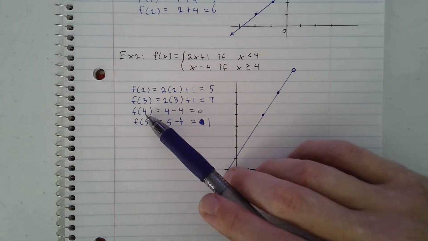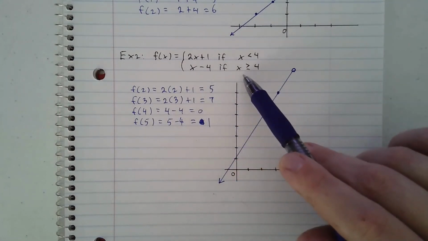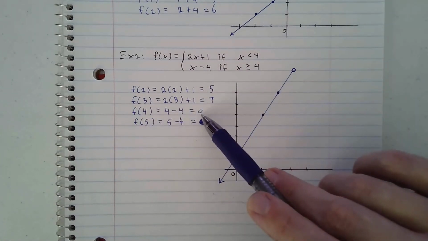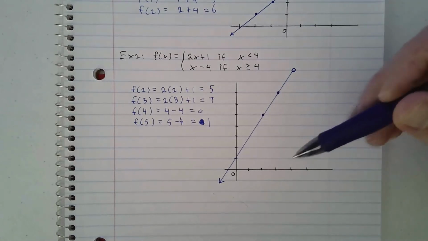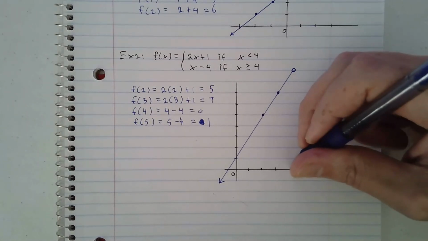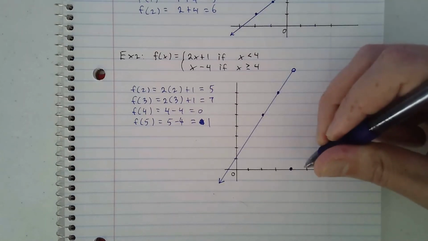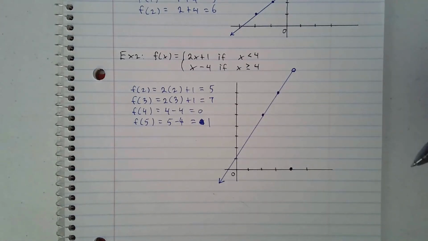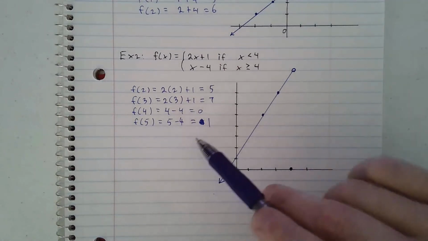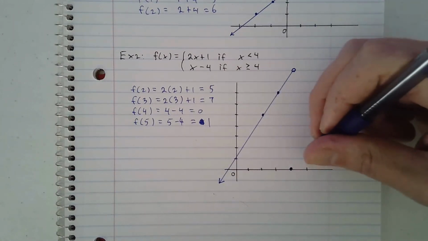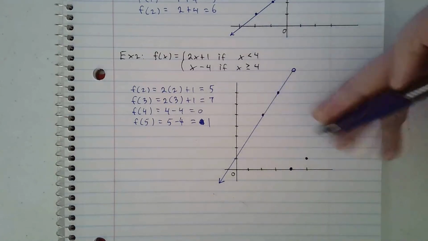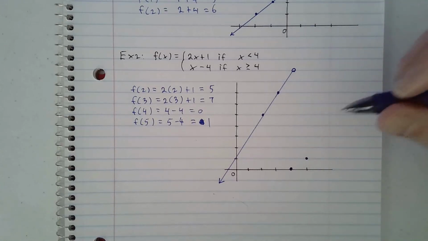And then 4 into the second function belongs. 4 minus 4 is 0. So 4, 0 is a point right on the x-axis there. And then the last one we have is 5, 1. It's right there. This line only has a slope of 1, so it's not as steep as the other one.